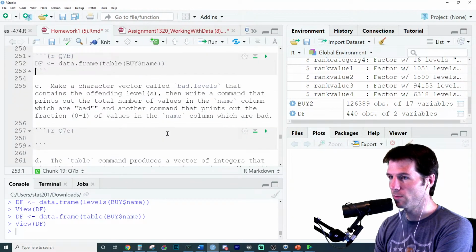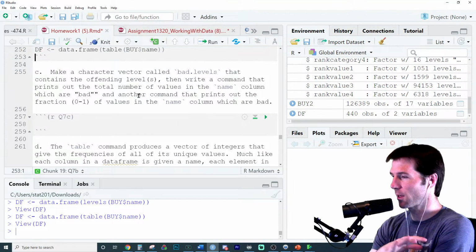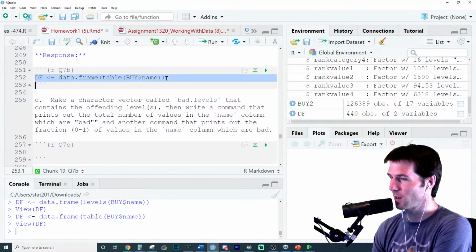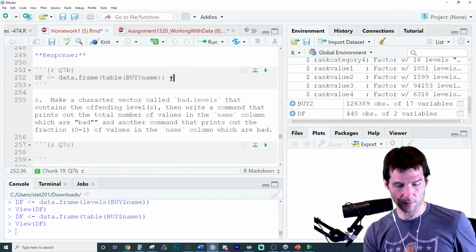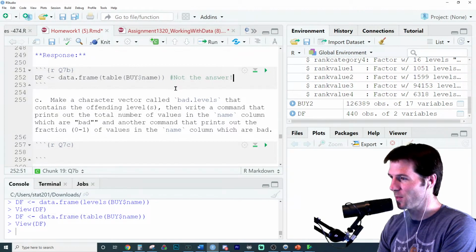So now you're going to take whatever bad level name there is. I don't want to quite do the whole thing. I want you to be thinking about it, because if I code it out, someone's going to write this right here and put that as their answer. That's not the answer. Not the answer.